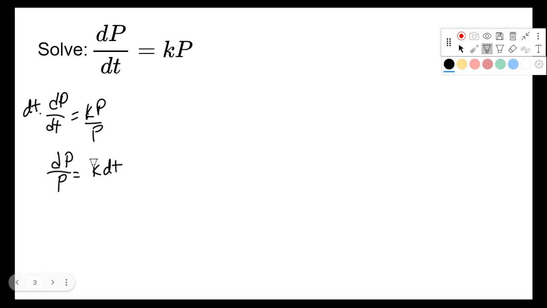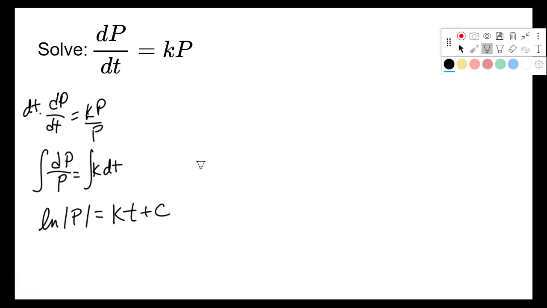Now, I could have taken the k and brought it underneath with the variable p, but to be honest with you, it just creates more havoc than it's worth. When I'm done with this, I want to solve for p anyway, so I don't want to bring extra things over here with p because eventually I'm going to have to move them back. So I might as well just keep the k where it is. Now we're going to integrate on both sides. The integral of dp over p is the natural log of the absolute value of p. The integral of k with respect to t is kt, and then we add the constant plus c.